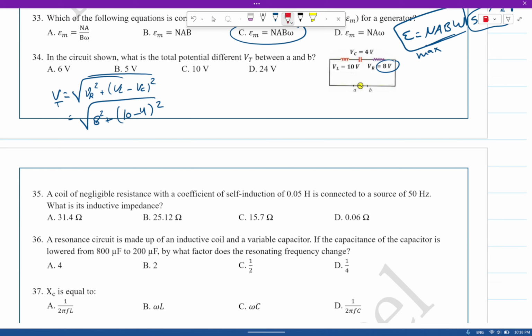If you do some math in here, by the way, you have to use your calculator, don't do mental math. 8 squared is 64, plus 10 minus 4, that is 6, 6 squared is 36. So 64 and 36 is 100, and the square root of 100 is 10, so 10 volts. But you don't do the mental math, by the way. Use your calculator, it is way safer. So of course now it is going to be option C.